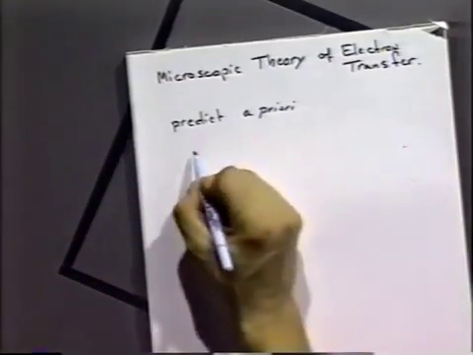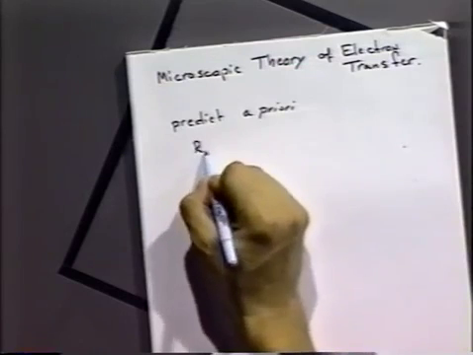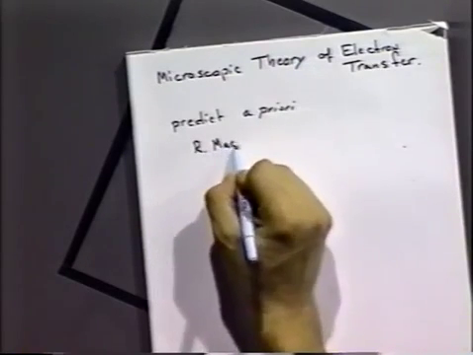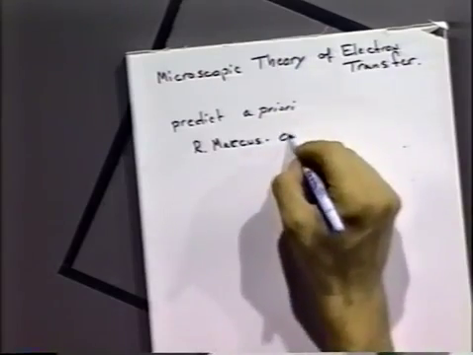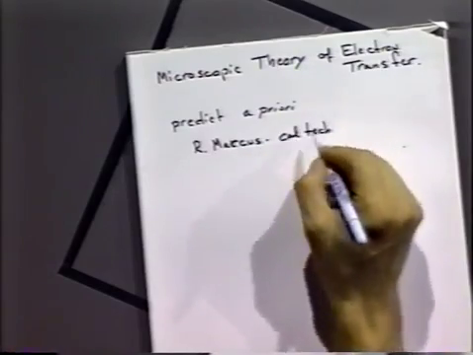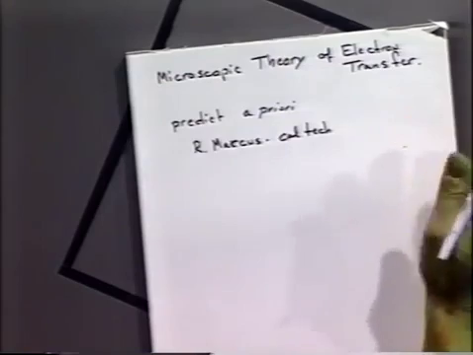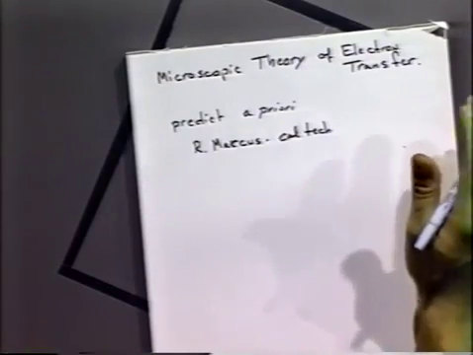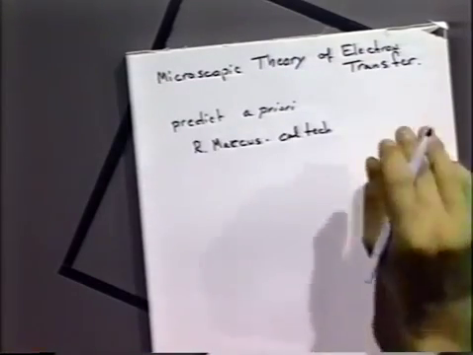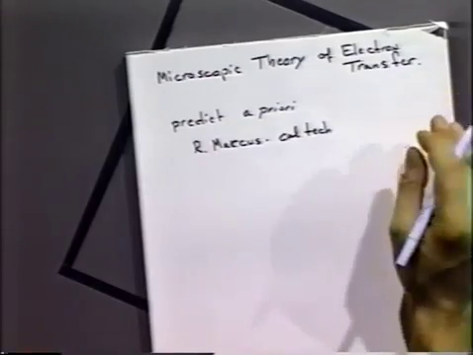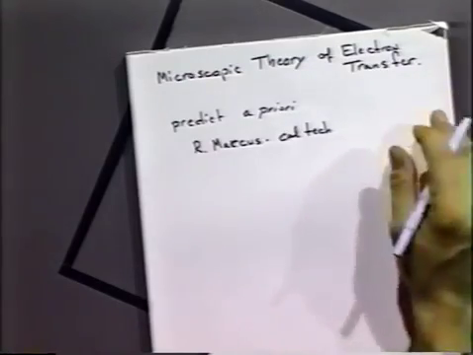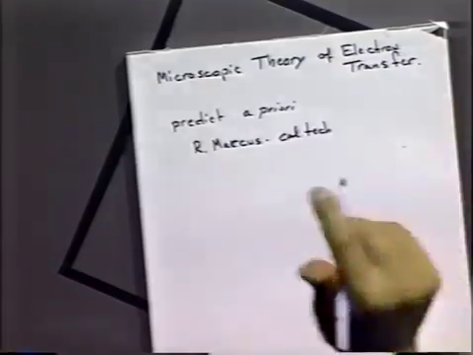A lot of this work has been done by a guy named Rudolf Marcus, now at Caltech. He's probably the most famous guy that's been doing this. He won the Nobel Prize a few years ago for his work in electron transfer, but many other people have worked on electron transfer kinetic theories. Levich from Russia is a good example, and a guy named Hush, and so on.